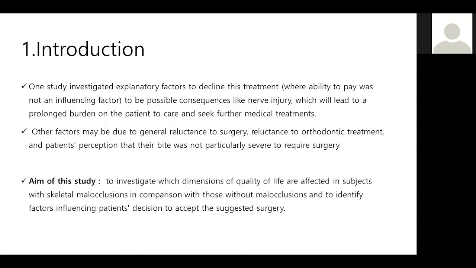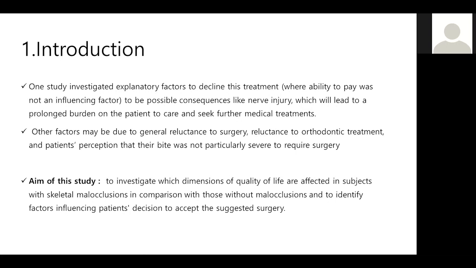Orthodontic surgery has been studied thoroughly, with reasons to undergo this treatment relating to physical appearance and functional ability. But factors associated with patient motives to decline surgery are lacking comprehensive research. One study identified explanatory factors to decline this treatment to be possible consequences like nerve injury, which will lead to a prolonged burden on the patient to care and seek further medical treatments.